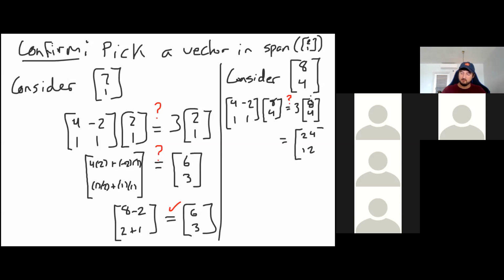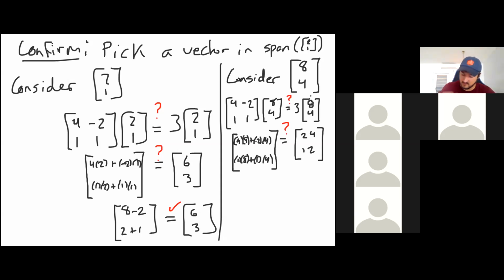And 3 times 4 is 12. Now do the matrix multiplication on the left-hand side. This will be 4 times 8 plus -2 times 4, and then 1 times 8 plus 1 times 4. Again, I'm unsure at this point in time if these things are equal, so I just put a nice little question mark over that equality.